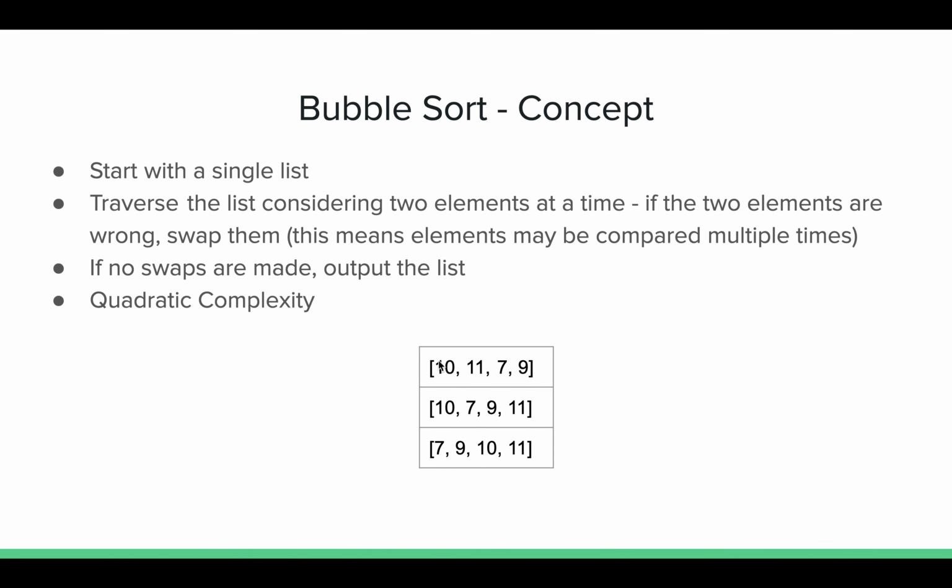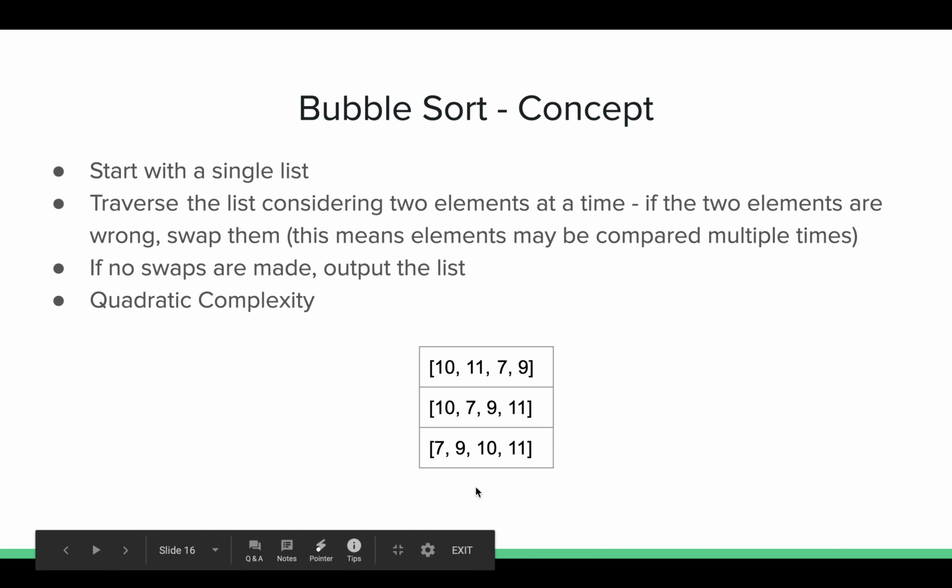Basically, 10 doesn't switch with 11, but 11 switches with 7, and now this would be 7 and 11, and 11 switches with 9, so we get 10, 7, 9, 11. And finally 10 switches with 7, 10 switches with 9, 10 doesn't switch with 11 though, so we get 7, 9, 10, 11.